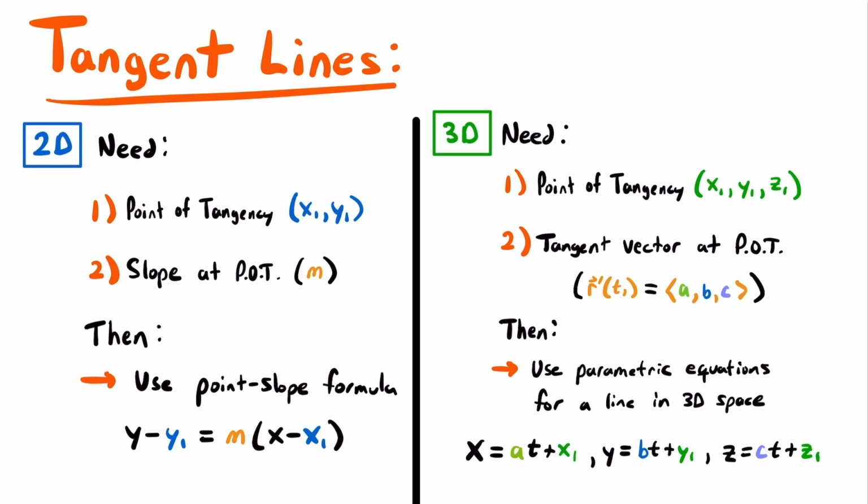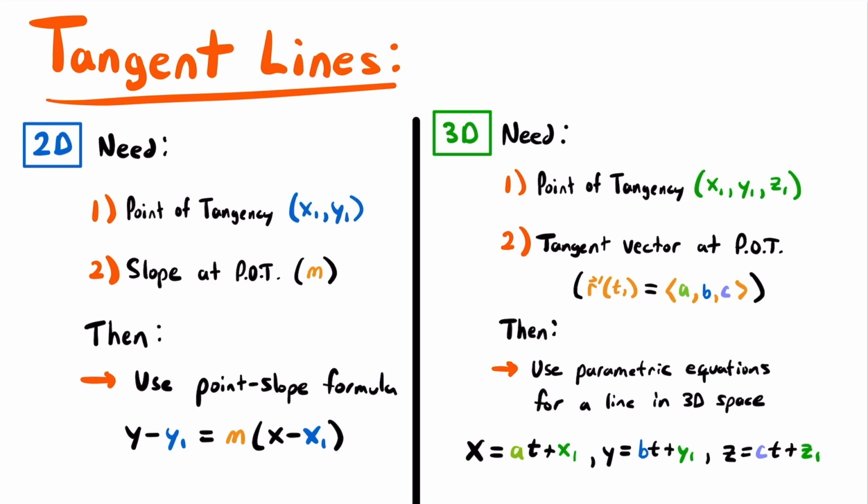So if we're given a vector function that represents a space curve in 3 dimensions, what you want to do to find the tangent line at a specific point along that space curve is to find the point of tangency, find the tangent vector at that point of tangency, and then use that point and that vector to set up a set of parametric equations for a line in 3D space. That line will be the tangent line at that point on the space curve.